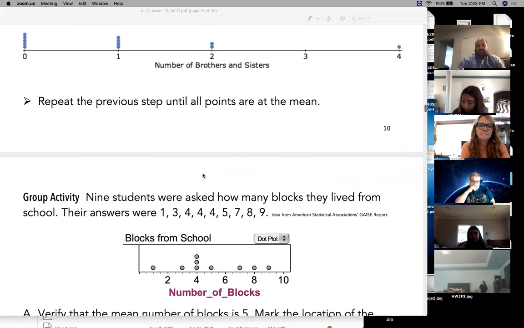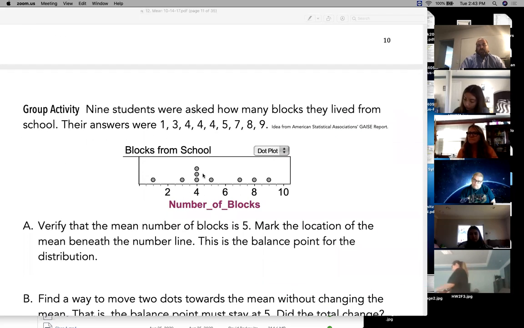9 students were asked how many blocks they lived from school, and their answers were 1, 3, 4, 4, 4, 5, 7, 8, 9. What's the mean of those numbers? Go ahead and calculate it, please.